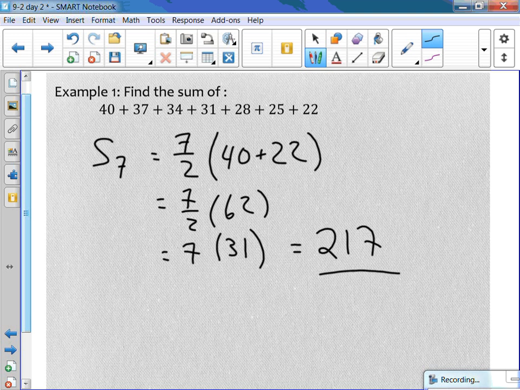Hey, how'd you get 7? Here to here. 62 is 31 times 2. Right, so that just cancels out with that 2 down there, so it's just 7 times 31. Any other questions?